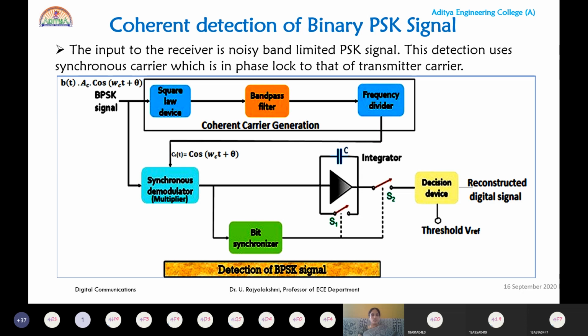Okay, so please observe carefully the mathematical analysis operation of this circuit. Okay, now can we move to the next slide? Any one of the students, please respond. Now, did you identify the elements present in the coherent detection? Can we move to the next slide? Please respond, any one of the students.